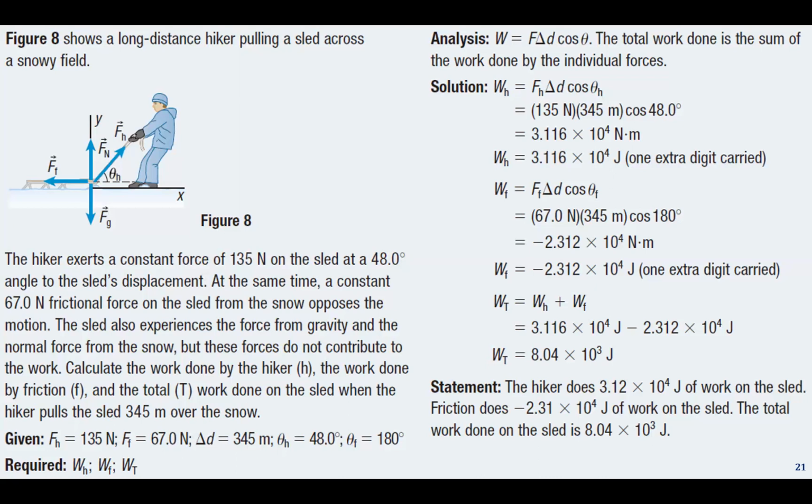The hiker does 3.12 times 10 raised to the power 4 joules of work on the sled, and friction does negative 2.31 times 10 raised to the power 4 joules of work on the sled. And the total work done on the sled is 8.04 times 10 raised to the power 3 joules. Okay, any questions?